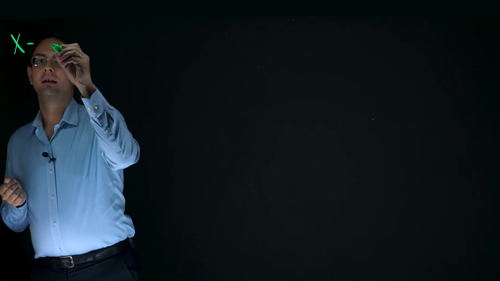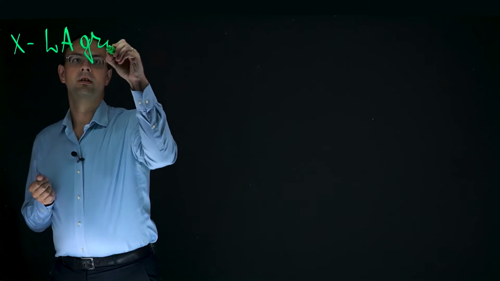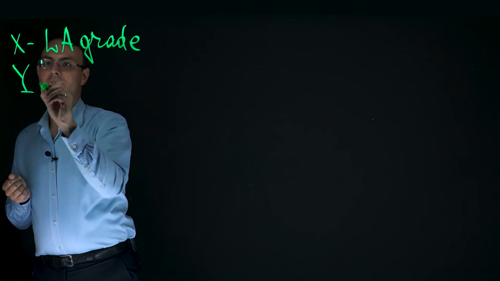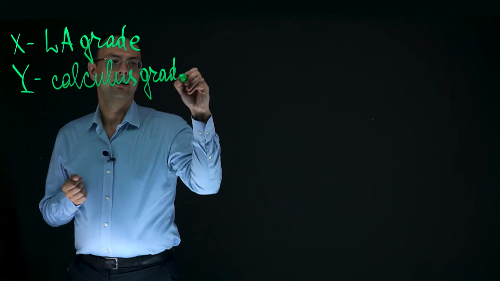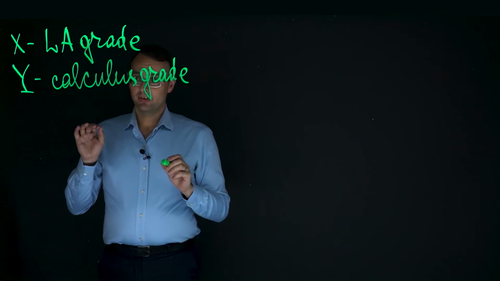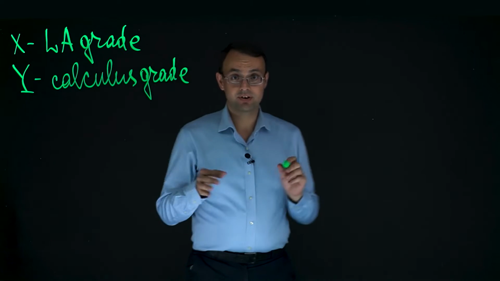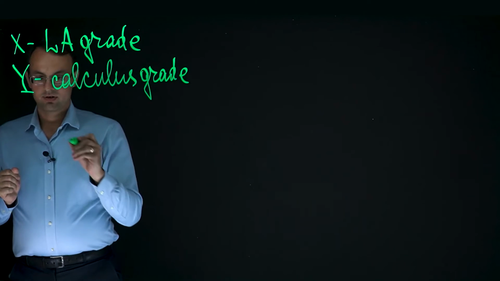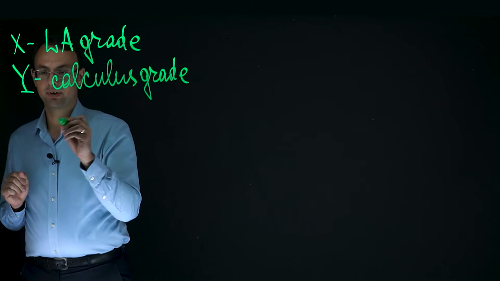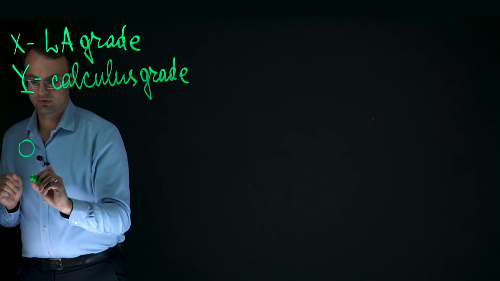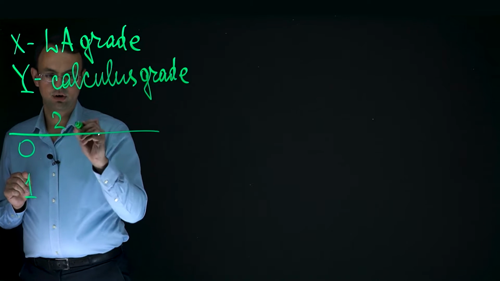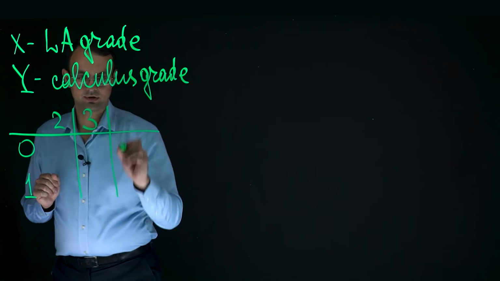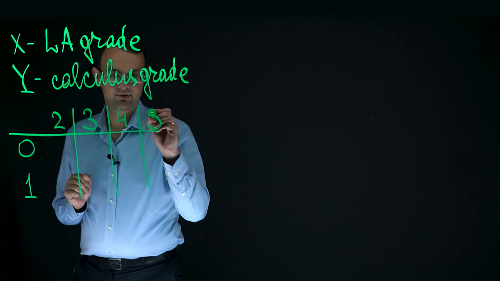So let X be the linear algebra grade and Y be the calculus grade. And we know the joint distribution of X and Y. So the table of joint distribution is given. X can be either 0 or 1, and Y can be 2, 3, 4, or 5.